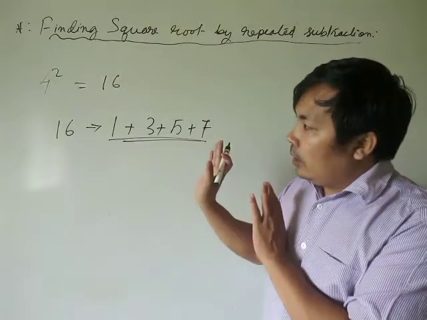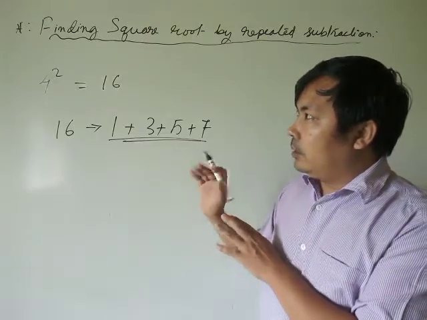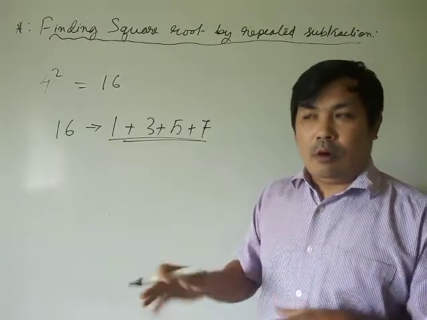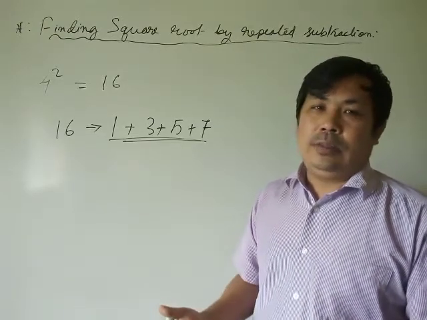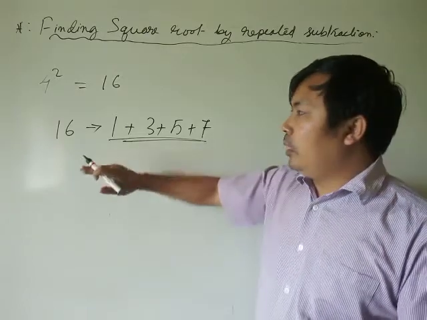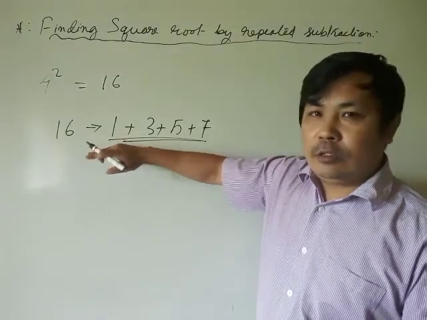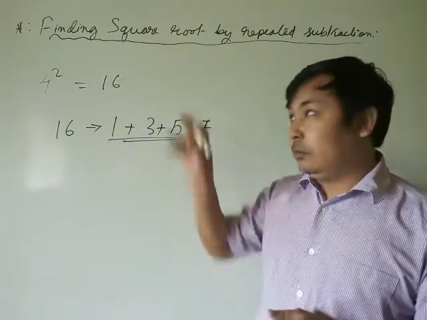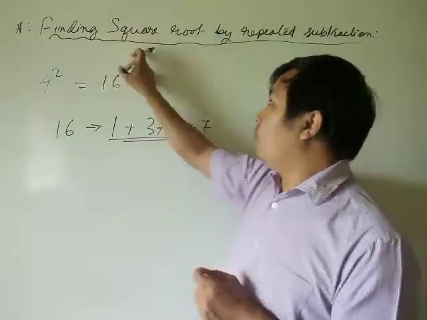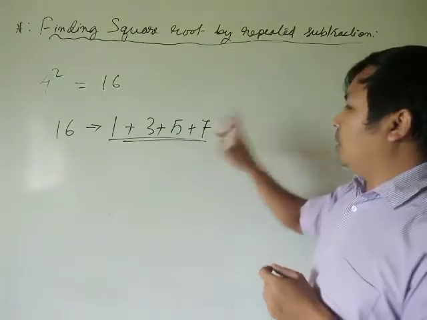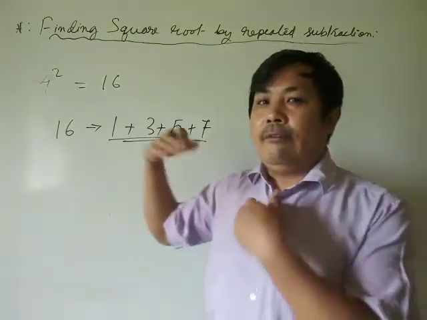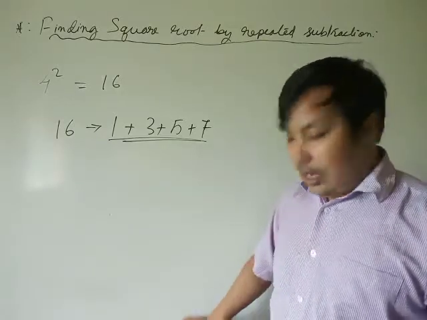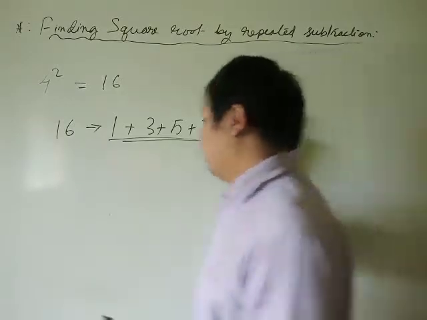Understand? As we have just known, finding the square root is the opposite operation, or inverse operation, of finding the square. So what happened here? We are adding for the square, but for the square root we are going to subtract. So that's why we say finding square root by repeated subtraction, not addition. Addition was for finding the square. Now for finding the square root, subtraction will be there.